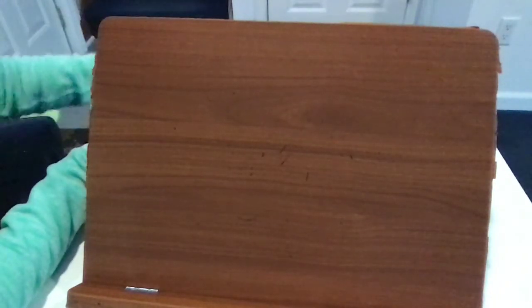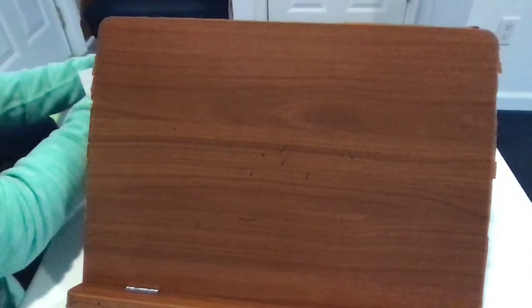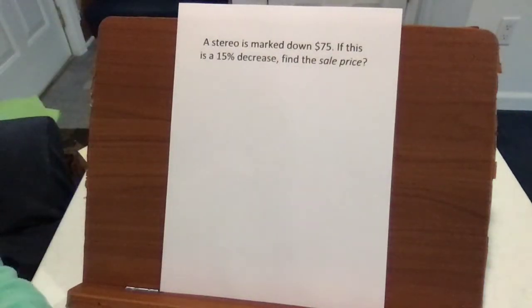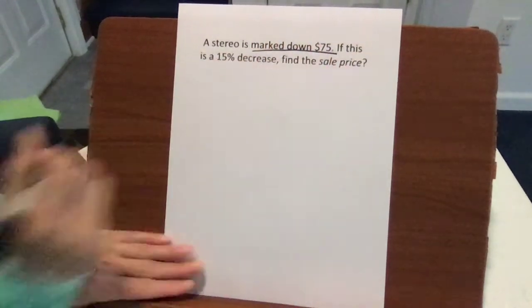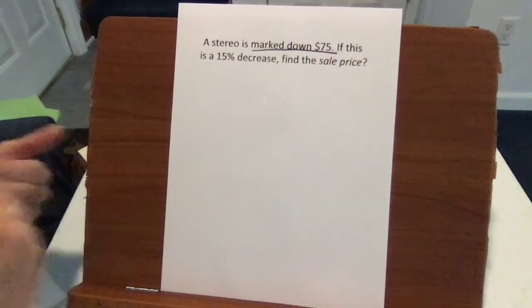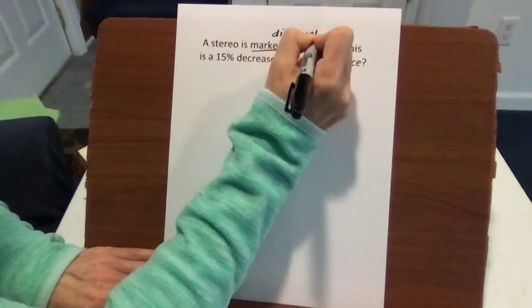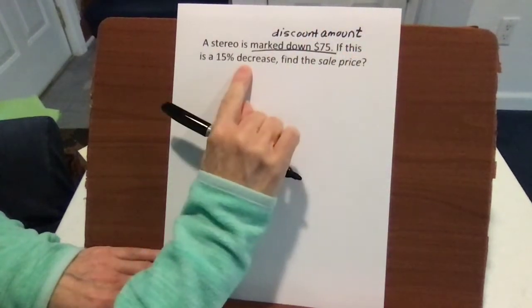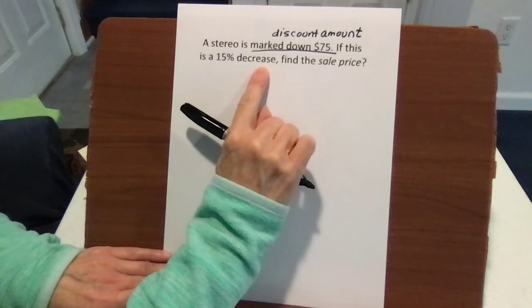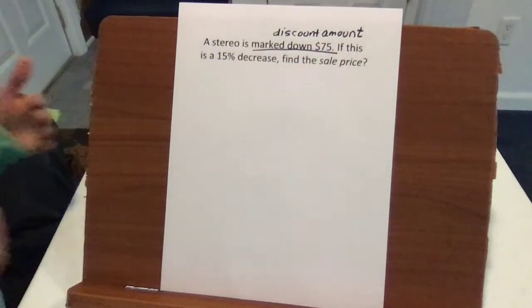All right, we're going to do one more where the wording's a little different, and then I'm going to take you into percent change and see how that differs from this kind of thing. The stereo is marked down $75. Marked down $75 does not mean that that is the price. That's how much has come off. So this is our discount amount. That discount amount is a 15% decrease. Find the sale price.